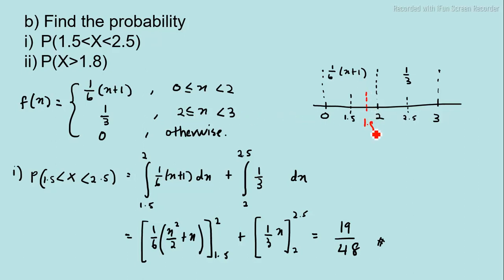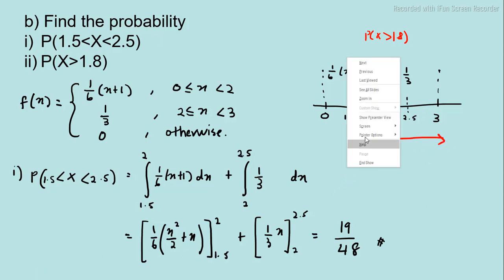Sama juga konsep dia macam tadi. Okay, so P(x greater than 1.8). So maksudnya from here sampailah habis, sampailah penghujung. Okay, so kita akan ambil fungsi.